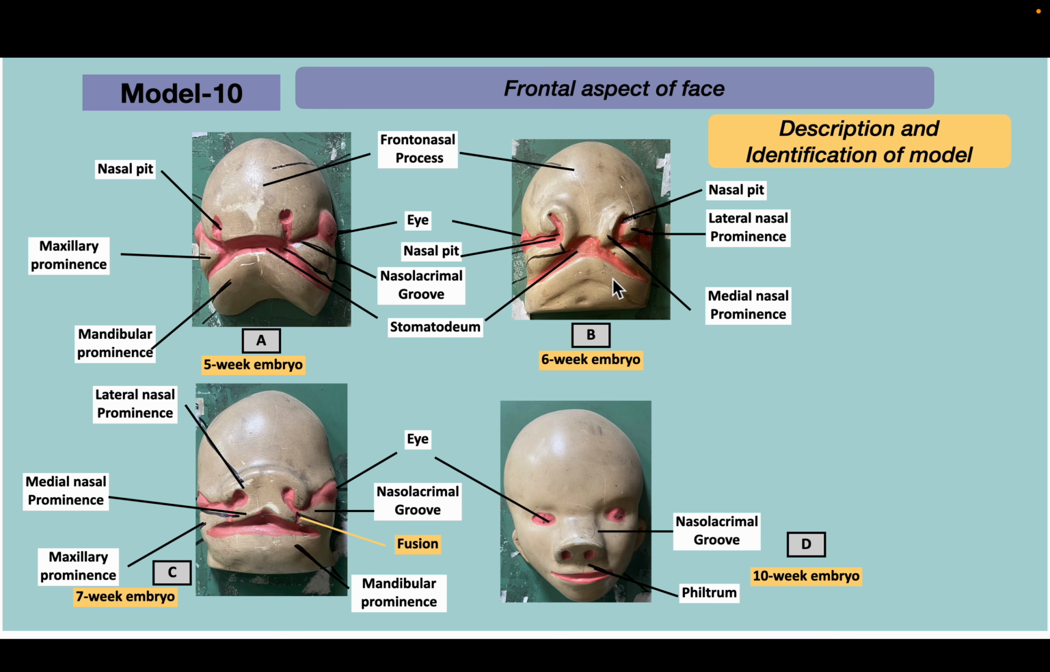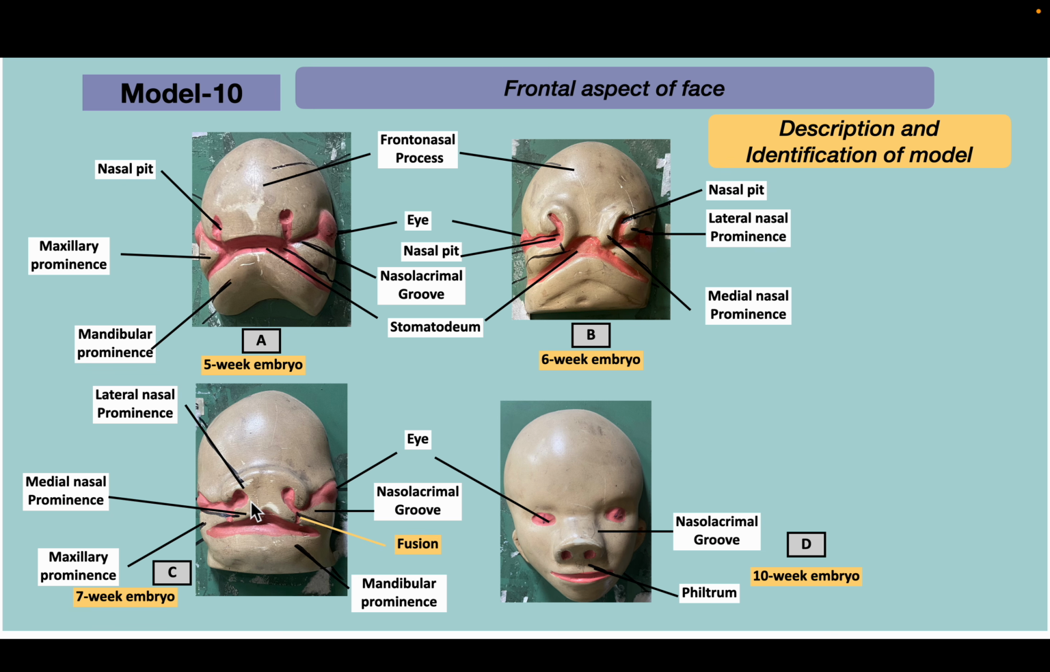Now what is happening next to it? The enlargement of this is happening. Medial and lateral nasal processes or prominences appear. So stomatodium is there. In the next stage, this maxillary process is joining the medial nasal process, as you can see here. So these structures, that is maxillary prominence, medial nasal process, and frontonasal process, are contributing to the upper lip, and this mandibular process is contributing to the lower lip.